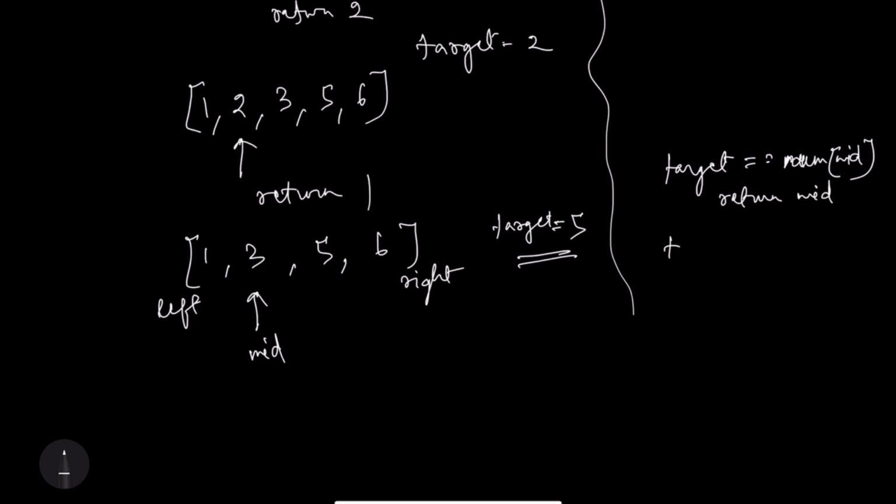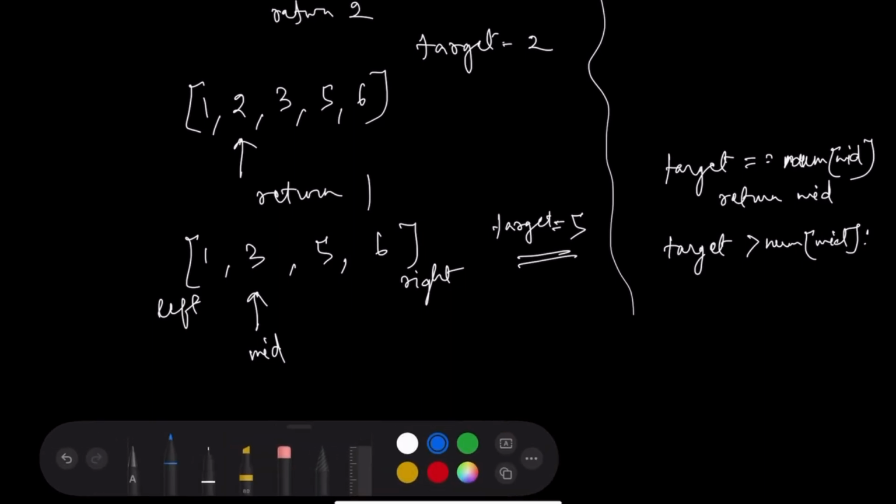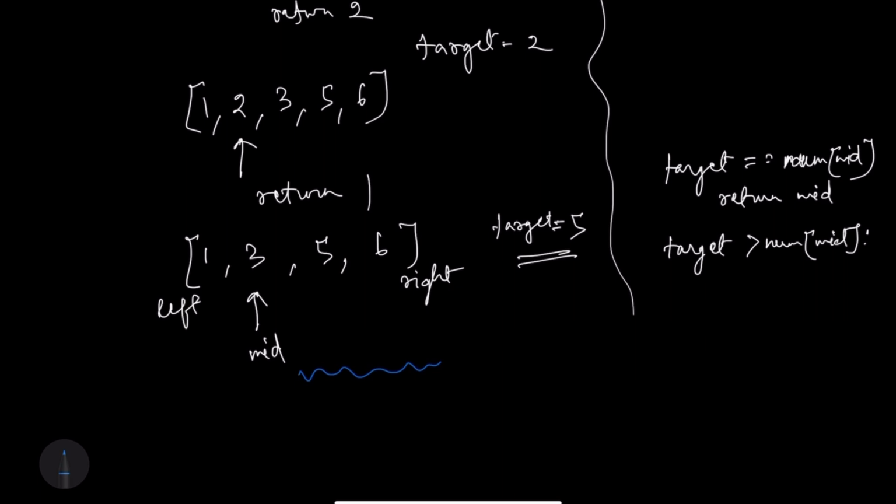Now we will check if our target is greater than the number in mid position. If it is, then we know that our target will be lying somewhere here. So what we will do is shift our left index to mid plus 1 position. Now our left will come to here.